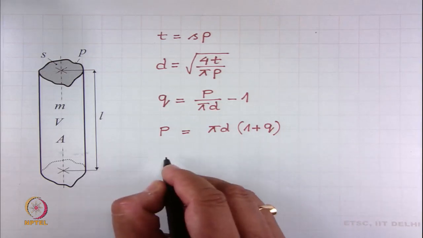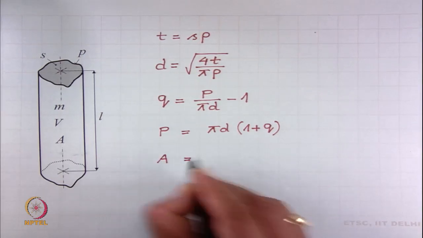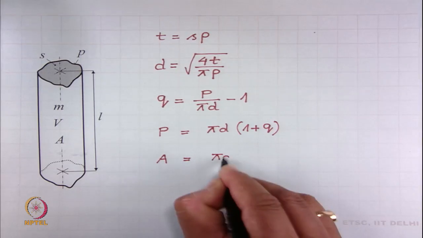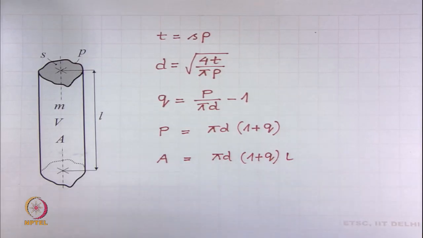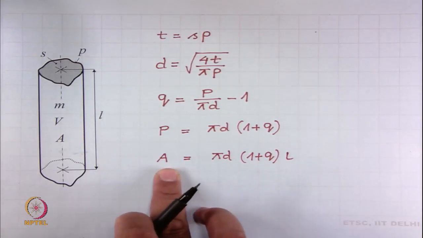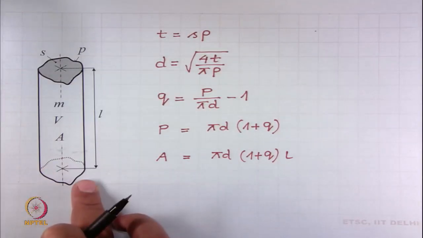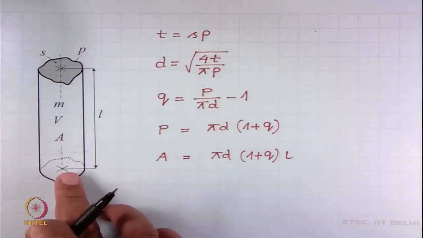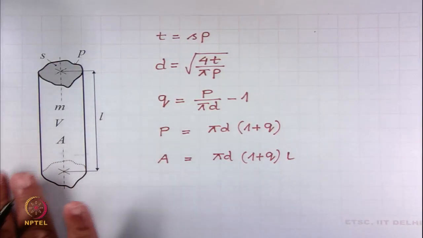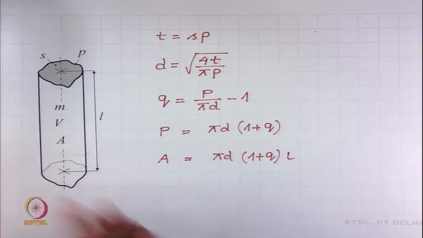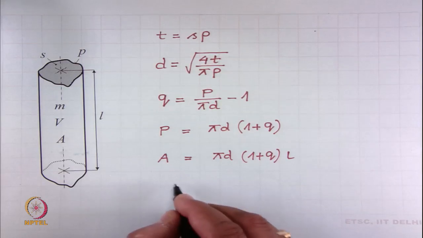Then we established an expression of fiber surface area, capital A, which was equal to perimeter into L. You remember, while deriving this relationship, we ignored the topmost area and the bottommost area of the fiber, because these two areas were negligibly smaller as compared to the area available on the surface. Then we established another relationship related to fiber surface area per unit mass.